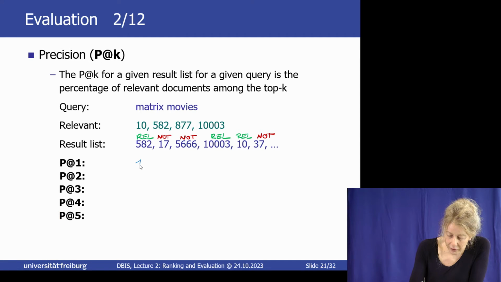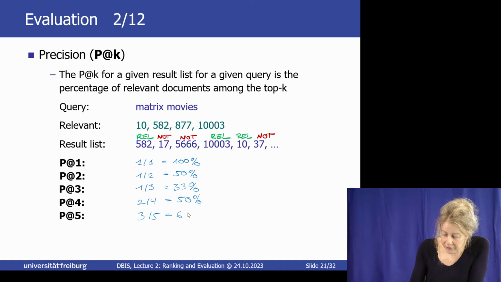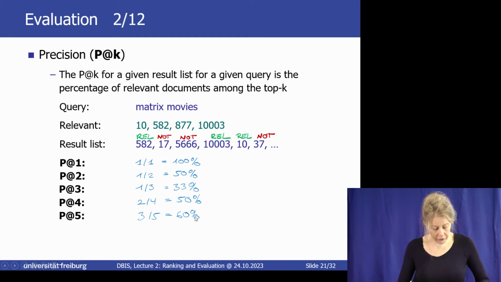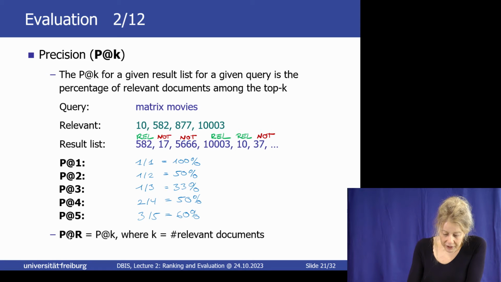So this is 1 out of 1, which is 100%. This is 1 out of 2, it's 50%. This is 1 out of 3, and let's not write something. This is 2 out of 4, let's write 33%. And the third one? It's 60%, exactly.